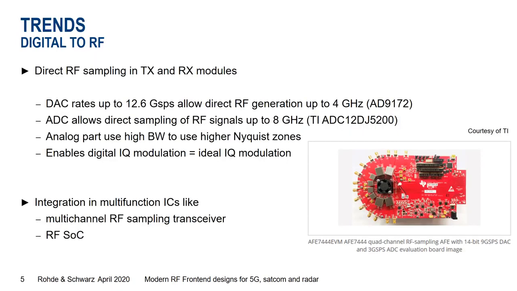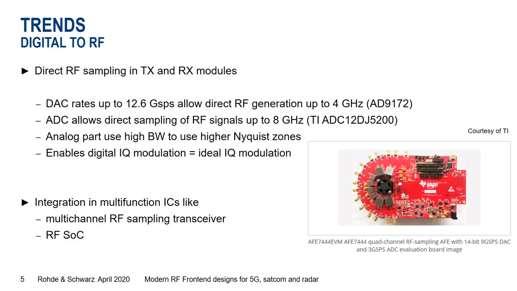What is enabling this? Obviously, as I mentioned, digital to RF helps big times to simplify the RF front end. It allows to do direct RF sampling in transmit and receive modules. Speeds of the converters are going up, which gives us access to true RF frequencies. So in D2A converters, we see rates today up to 12 and beyond gigasample per second. This allows us, in an example as shown here, up to 4 GHz of RF frequencies. There are others which go to 6 or 7 GHz already.